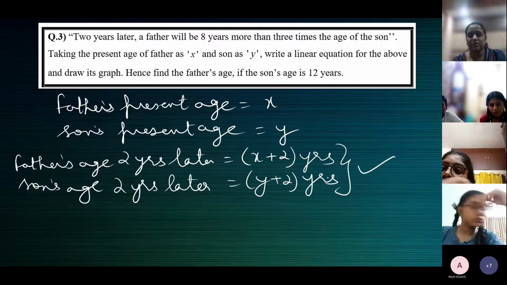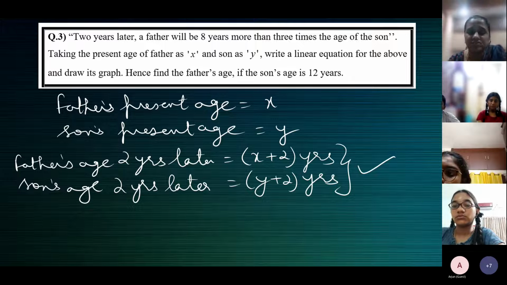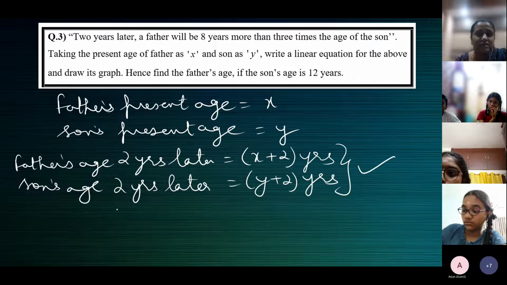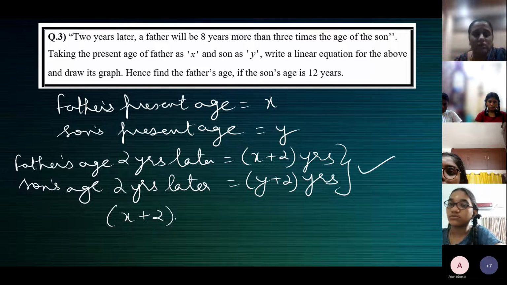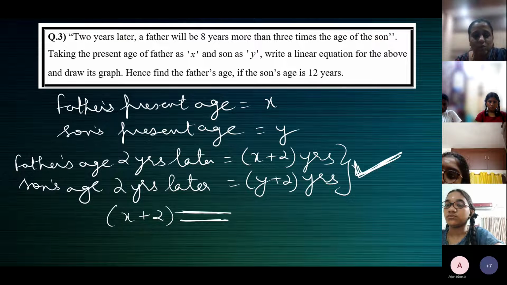Now we have to use these ages because the information given is related to the ages after 2 years. So 2 years later, a father will be. That means the father's age will be. This is the father's age. As I read, I'll keep constructing the equation. Whatever information is given in English, we'll be converting that to a mathematical equation. As you read, you start writing. So I've written the father's age here. Father's age will be meaning equal to. Will be equal to 8 years more than. See here, 8 years more than.